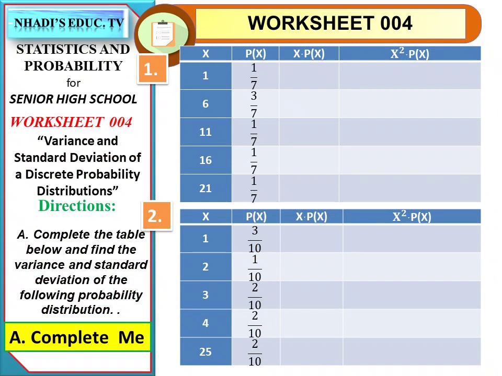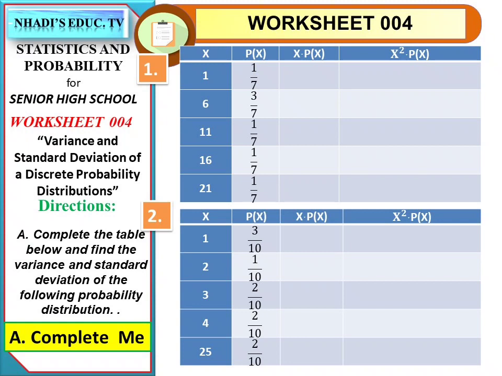Letter A, complete me. Directions: Complete the table below and find the variance and standard deviation of the following probability distribution. Number 1, we have the random variable 1, 6, 11, 16, 21 and the probability of 1/7, 3/7, 1/7, 1/7, and 1/7.